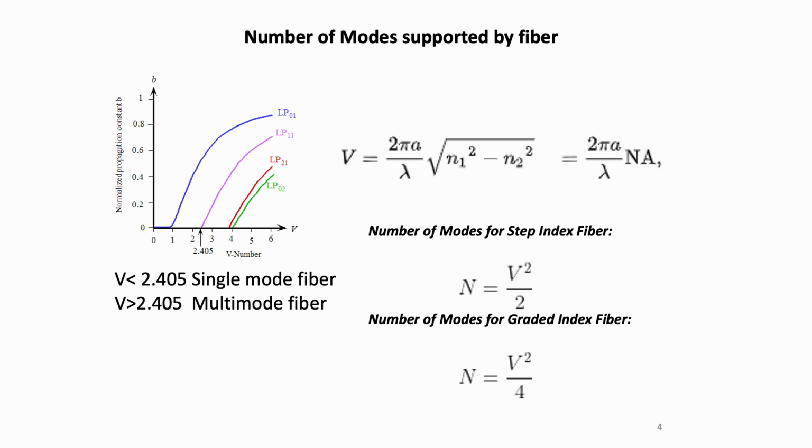Now, how many modes are supported by the fiber? We know that V = 2πa/λ √(n1² − n2²). The number of modes depends on the kind of fiber, which is differentiated by the refractive index difference. The V number should be lesser than 2.405 for the single mode fiber, and for the multi-mode fiber the V number should be greater than 2.405. To calculate the number of modes for the step index fiber, the formula is N = V²/2, where V is the normalized frequency. For the graded index fiber, N = V²/4.